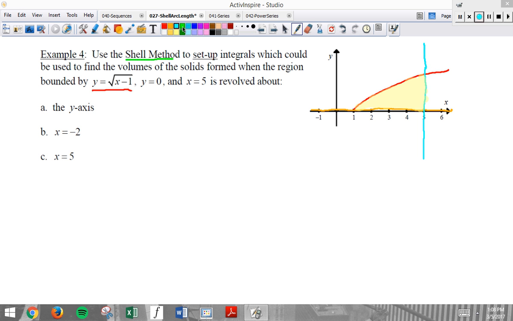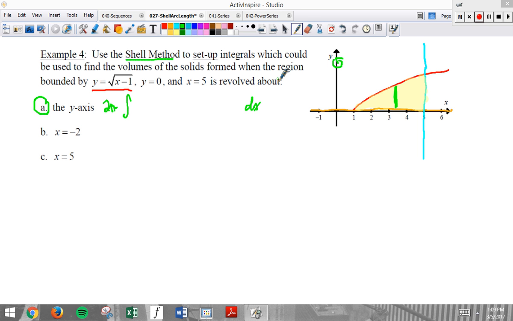Using the shell method, let's revolve around the y-axis. I'm going to use green for this problem. The y-axis is right here. Draw a shell. What kind of rectangle is it? It's a vertical rectangle. It's a dx rectangle. Cool. So we're going to be using dx. 2 pi integral something something dx.